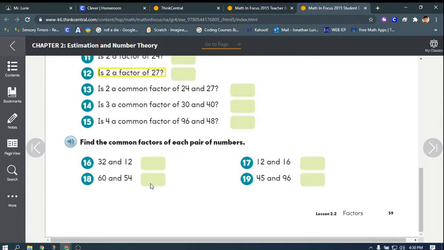How about 6? I know 9 times 6 is 54. So 6 works. How about anything else? I think that's it. So the numbers I just said.